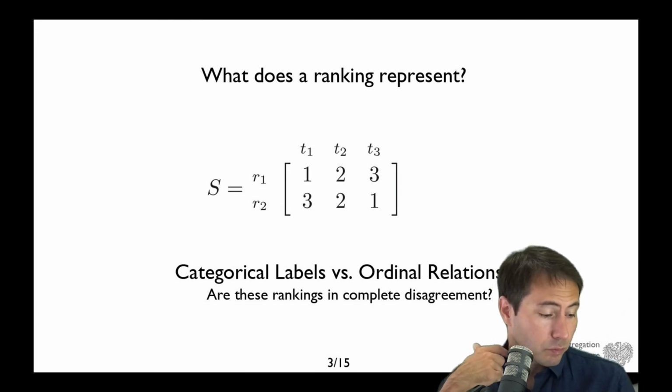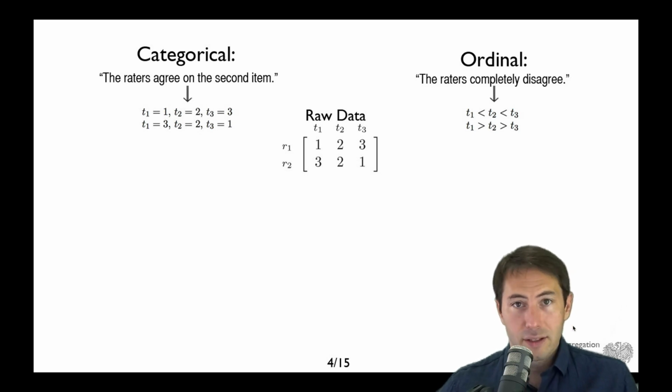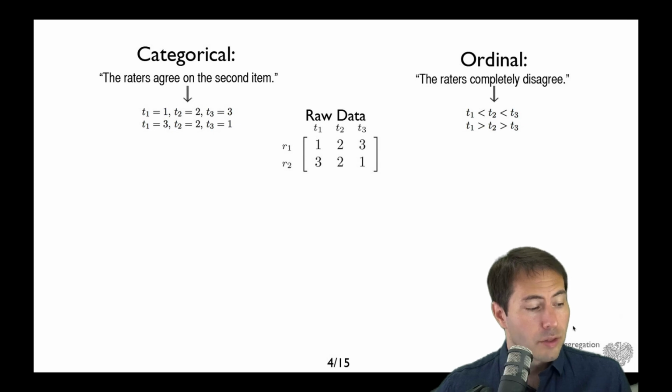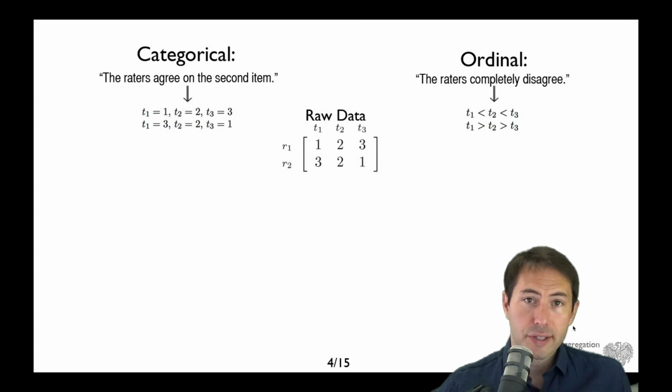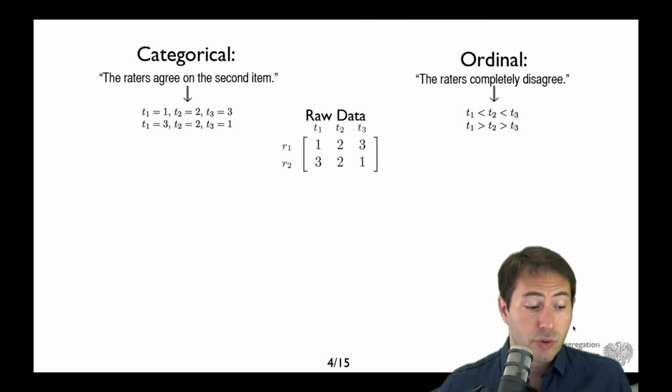So for those of us who take the categorical approach, that is, we note that it's not the ordering of elements 1, 2, and 3, rather it's the exact label that's provided to elements 1, 2, and 3, then we say the raters all agree on the second term. And if we take the ordinal approach, we say, well, in fact, the raters are in complete disagreement.